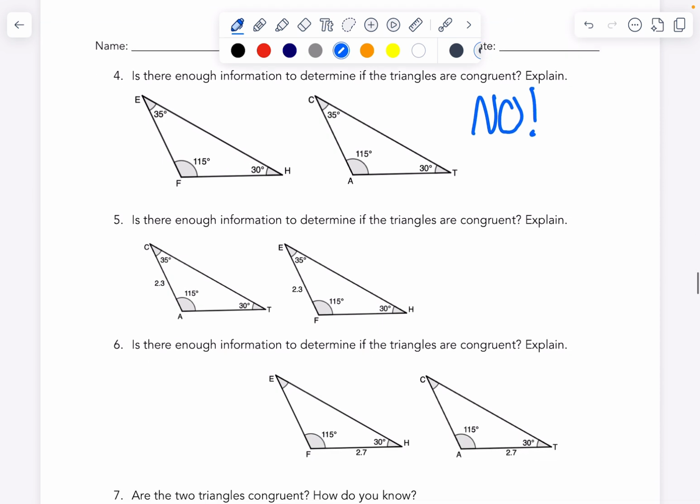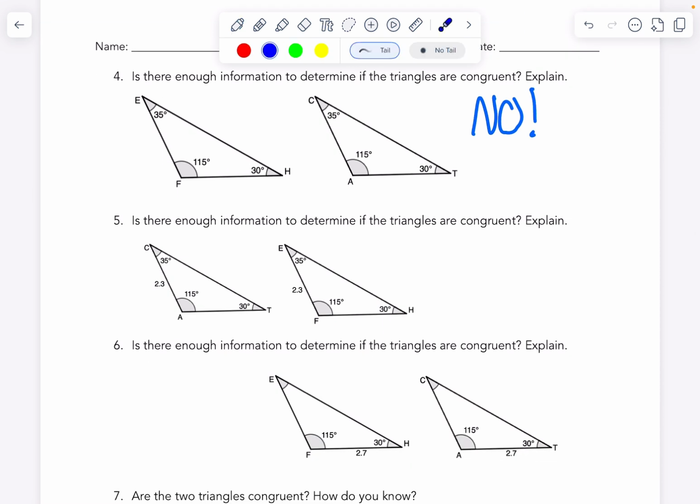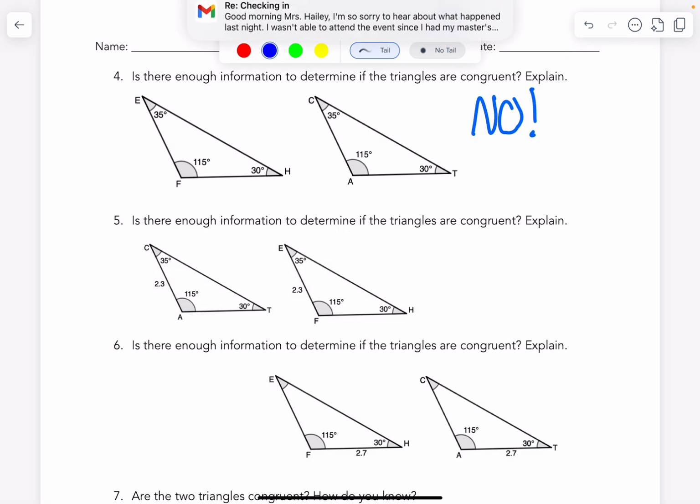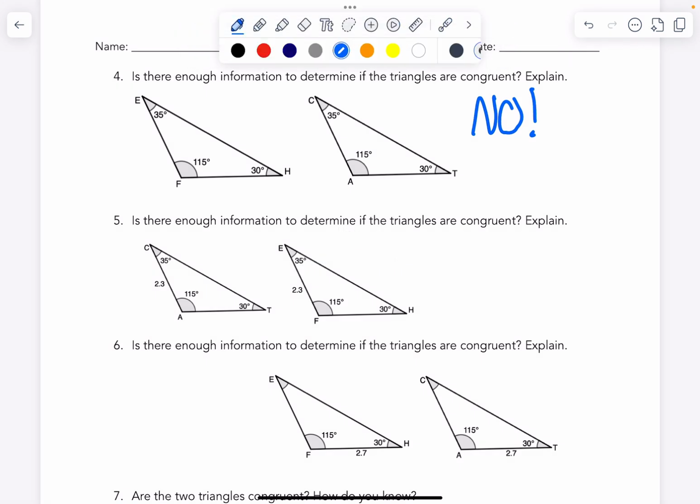All right, number 5. Is there enough information to determine if these triangles are congruent? Let's look. I have an angle, an angle, an angle. All of my angles in both of these triangles are the same. What about my sides? Well, I've got a side here and a side here. This is something you'd have to guess, but we are going to be able to say that these triangles are congruent. Why? Because of our first new triangle shortcut. Angle, side, angle.